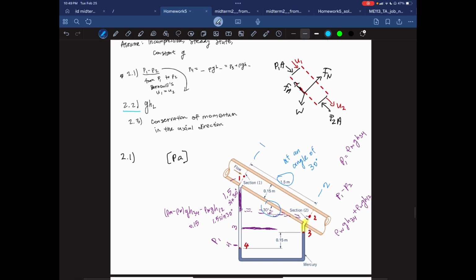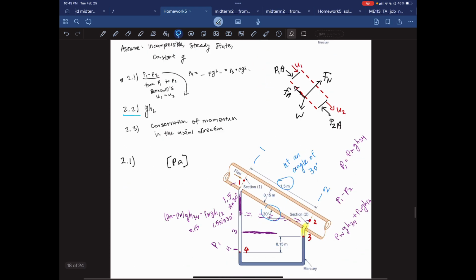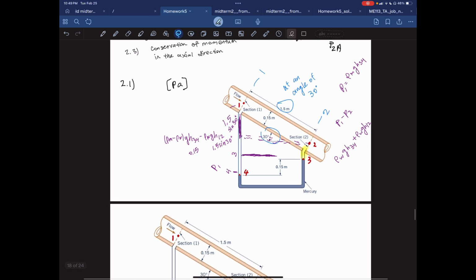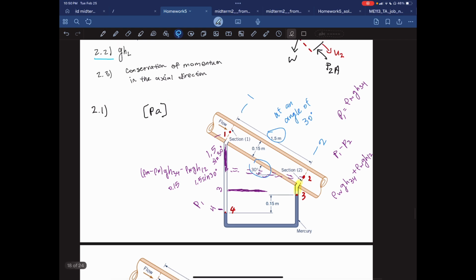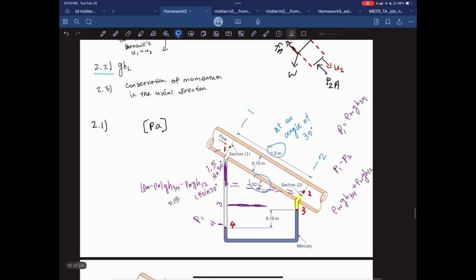Okay, and 2.3, there were a lot of questions, so I added some more notes as well. This is for 2.1 mainly, but it's also helpful for 2.3.